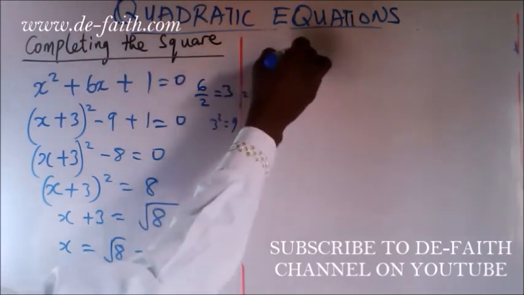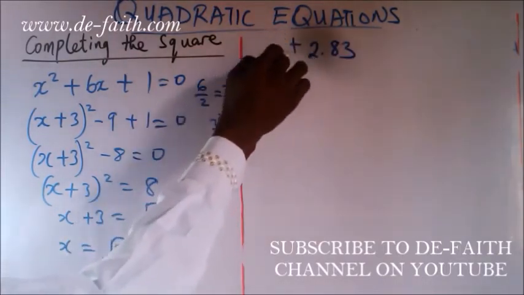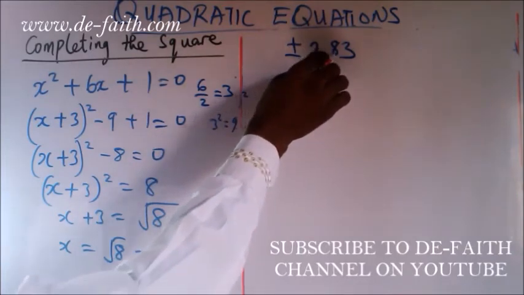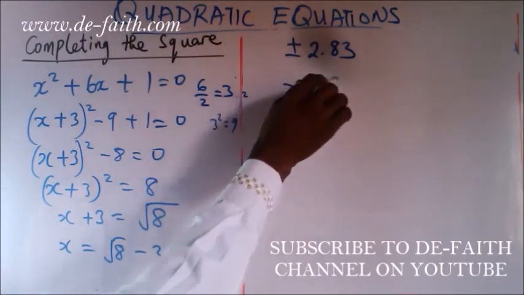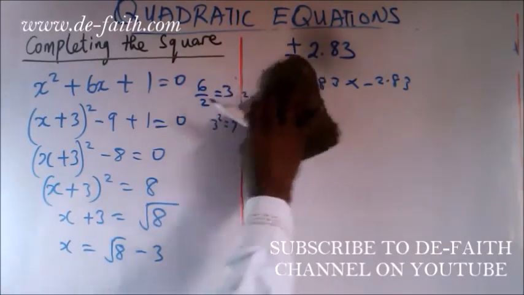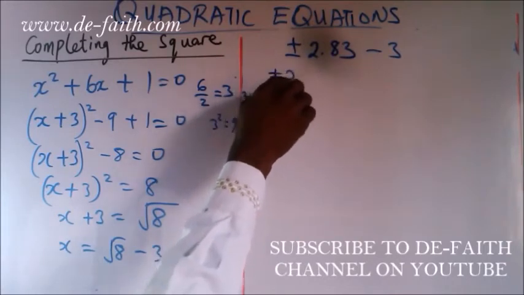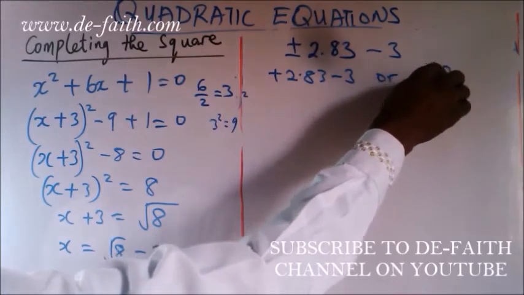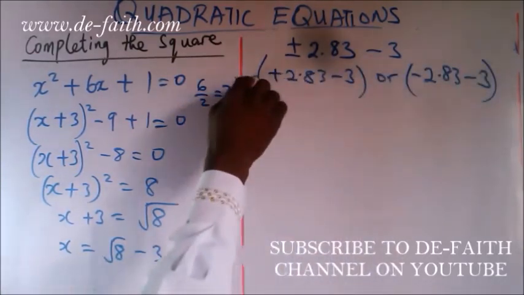The square root of 8 will be 2.83 approximated. Now this is going to be plus or minus. What does this mean? It means that if we say plus 2.83 multiplied by itself, it will give us 8. Or if we say minus 2.83 times minus 2.83, it will give us 8. So we'll have it as plus 2.83 then minus 3. Now what does this mean? It means plus 2.83 minus 3 or minus 2.83 minus 3. So we're going to solve this separately, and this is the value of our x.